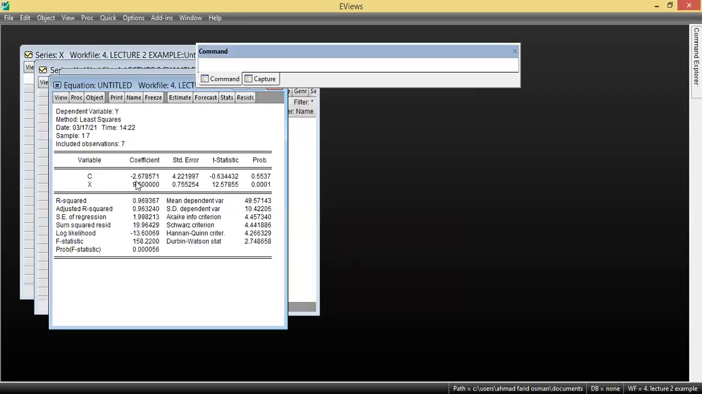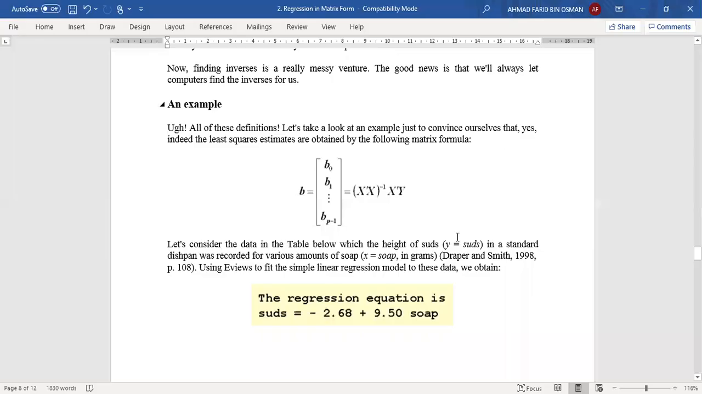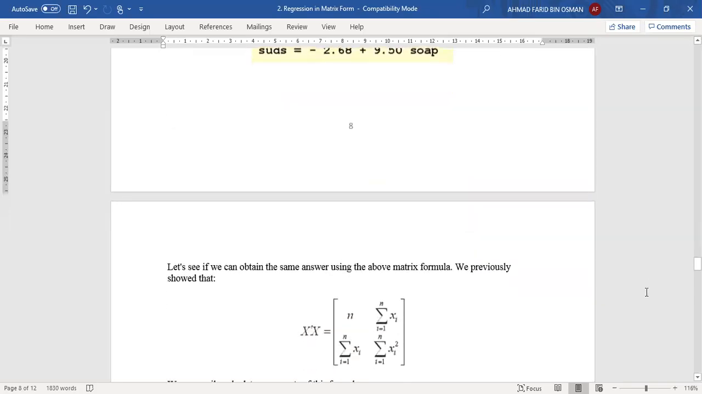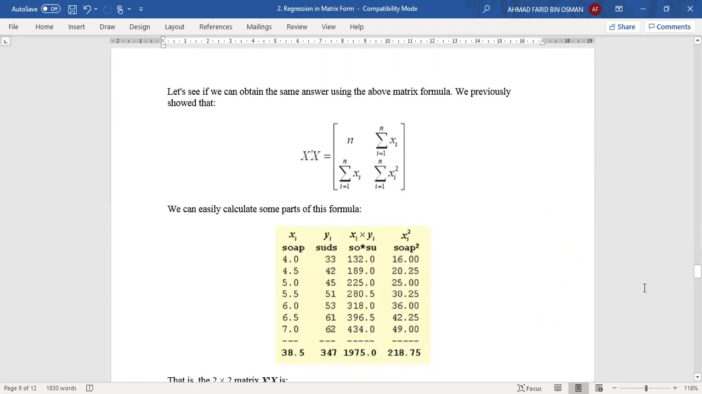So our intercept is negative 2.2685, and our slope for the x variable is 9.5. Okay, so now let us see if we can obtain the same estimates using the matrix formula. We will show x transpose x for the given case, because in this case there is only one independent variable.